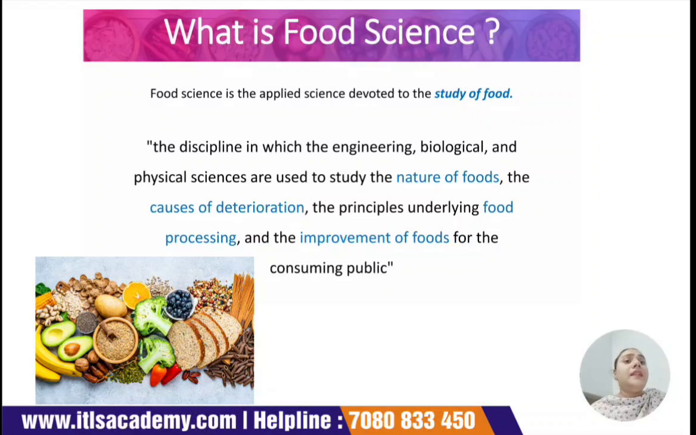Then there are the principles underlying food processing and how you improve food, that is, the various methods you can use to improve food. All these things we study under food science. So in a very simple one-word definition, food science is the science that studies food, the nature of the food, as well as the causes of deterioration. This comes under food science.